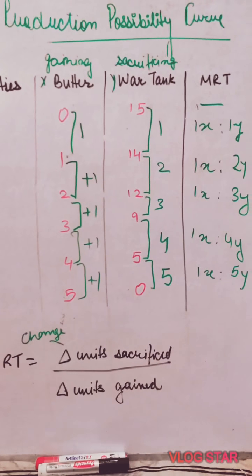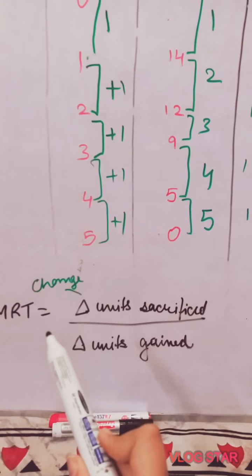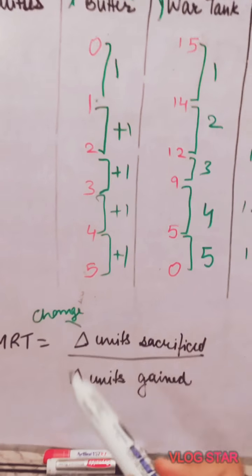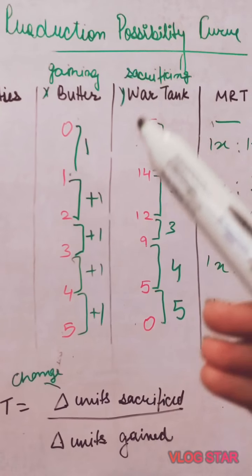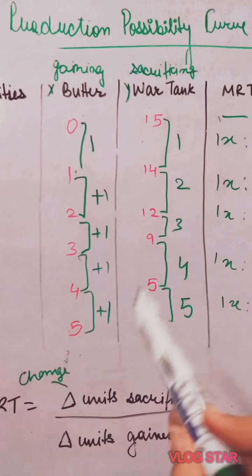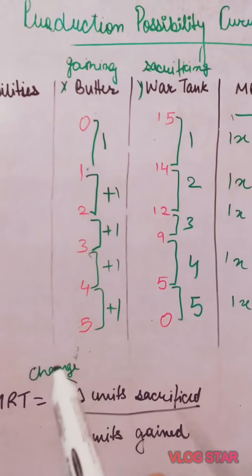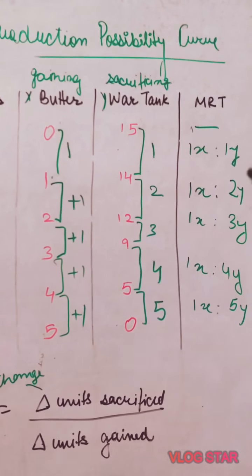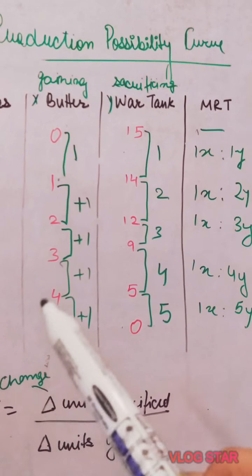MRT is the marginal rate of transformation. Marginal rate of transformation is represented by this formula: delta unit sacrifice upon delta units gained. Delta here represents change, and the delta unit sacrifice are these that are on the y-axis, and delta units gained are these that are on the x-axis. And this is marginal rate of transformation, that is the ratio of sacrificing units and gaining units.